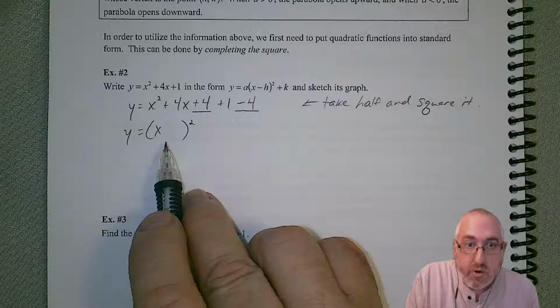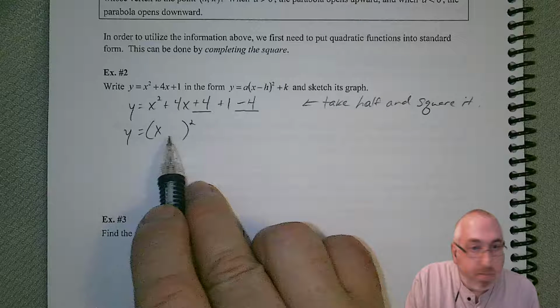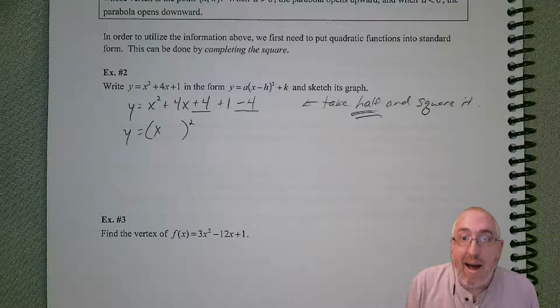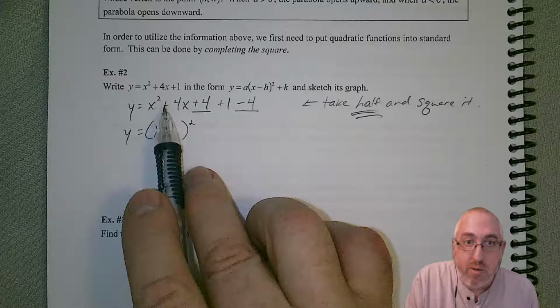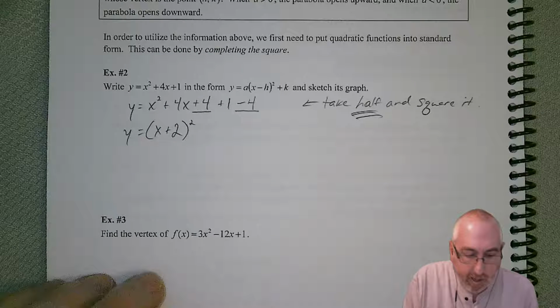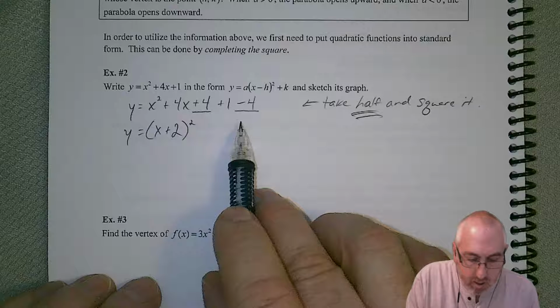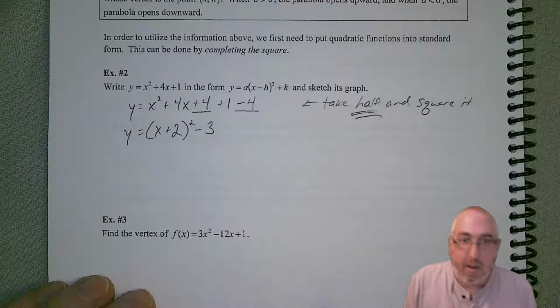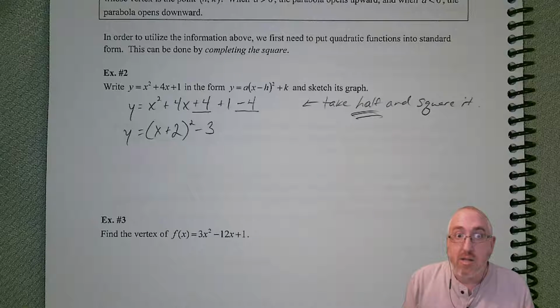So we should have x, and then again a blank based off of these numbers. Now the question is what goes here? Well, the half part is what goes in there. When you take this number and cut it in half, that's the number that's going to go in here. So in this case, we want the plus 2. Now we're going to verify this in just a second, but let me just finish it up. That takes care of this trinomial, and the last part is just to combine these two numbers. So 1 minus 4 is minus 3, and that should be your answer.